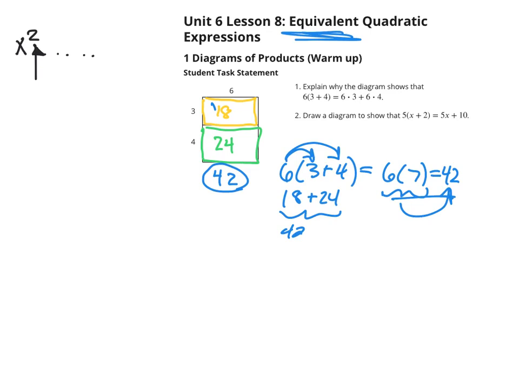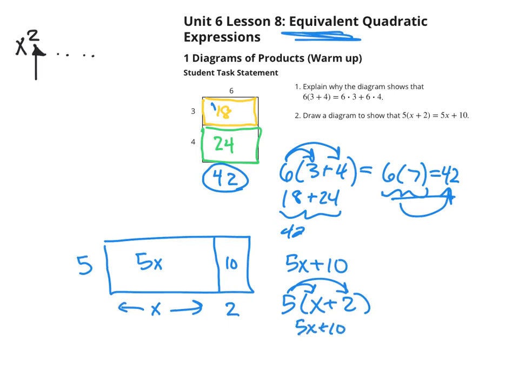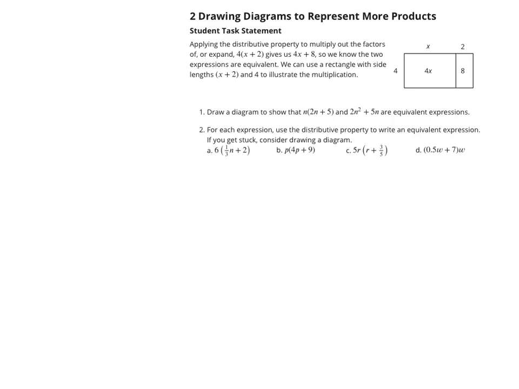And then draw a diagram to show that 5 times (x plus 2). Okay, we'll say that's 5 units long. This is x units long, and this is 2 units long. So 5 times x is 5x, and 5 times 2 is 10. So if I combine like terms, I would have 5x plus 10, which is the same as distributing. Equivalent.